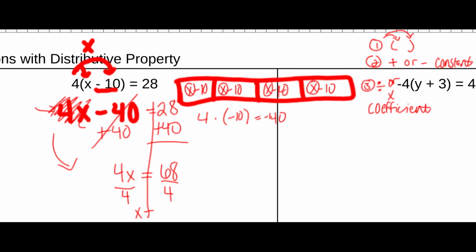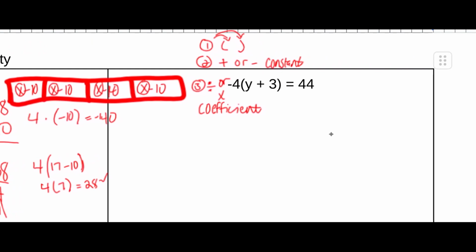and x would equal 68 divided by 4, which is 17. And the best part about equations, we've talked about this over and over, is that you can know you are right. So if we take a 4 and we plug in our 17 minus 10, 17 minus 10 is 7, and 4 times 7 does give us that 28.